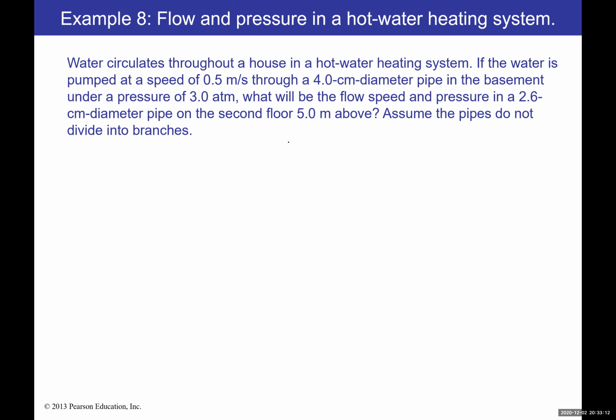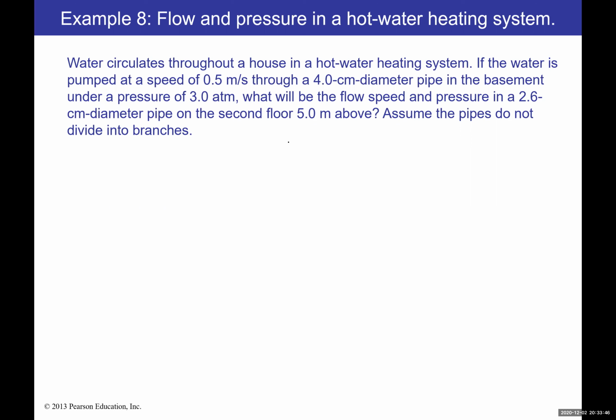Water circulates throughout a house in a hot water heating system. If the water is pumped at a speed of 0.5 meters per second through a 4 centimeter diameter pipe in the basement under a pressure of 3 atm, what will be the flow speed and pressure in a 2.6 centimeter diameter pipe on the second floor, 5 meters above? Assume the pipes do not divide into branches.